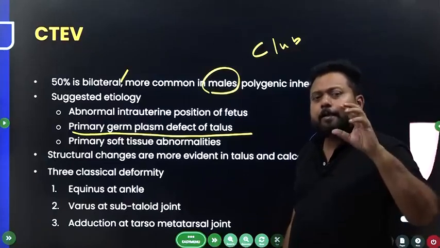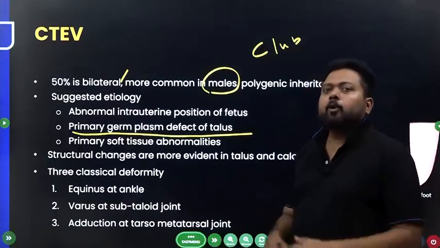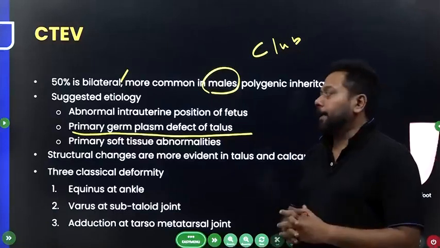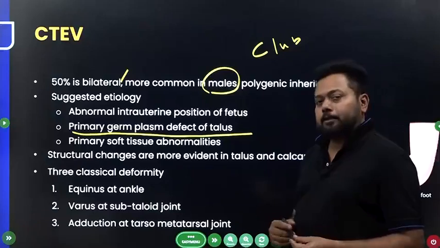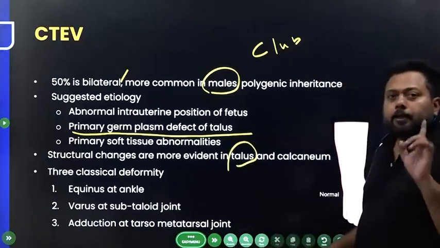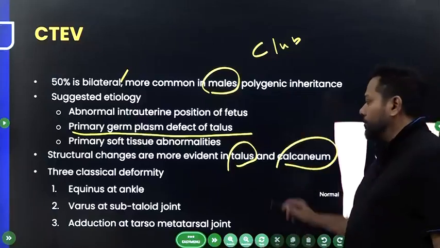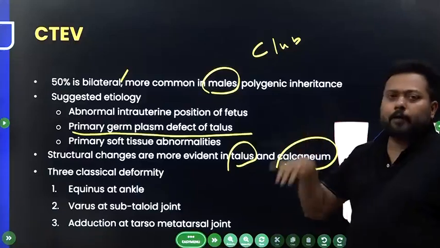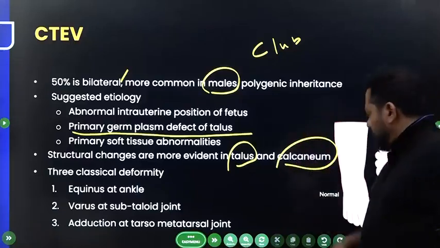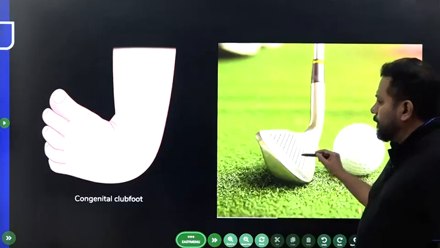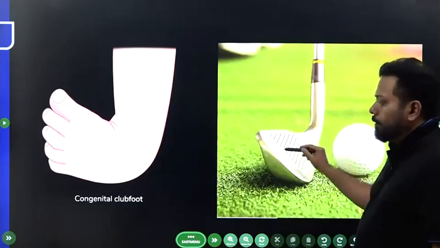Since the size and shape of the talus is not maintained, it will go for congenital talonavicular dislocation. That is the pathology. Congenital talonavicular dislocation. So structural changes are more evident in the talus. To some extent, structural changes are seen in the calcaneum also. Okay. So clubfoot. You know what is the meaning of a club? Club means, okay, the golf, the end of the golf stick, this portion is called club.